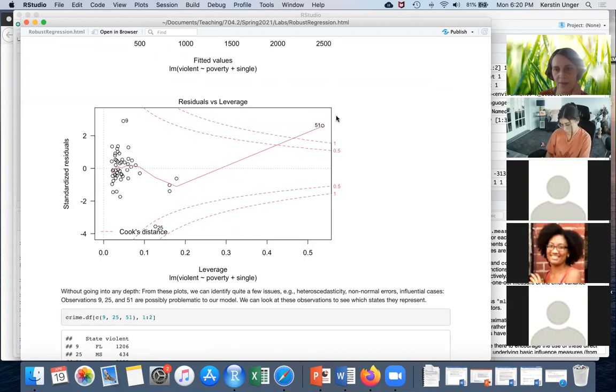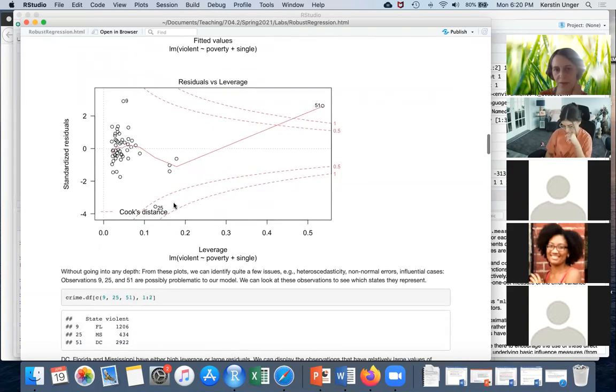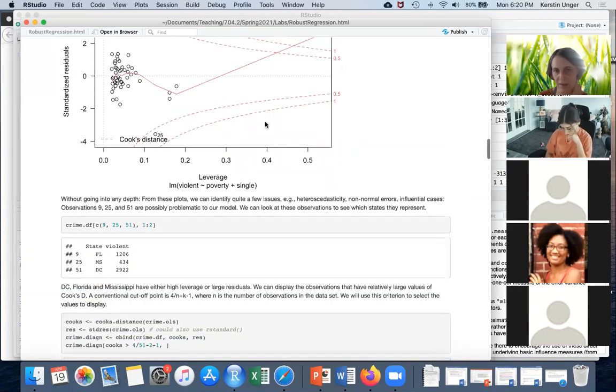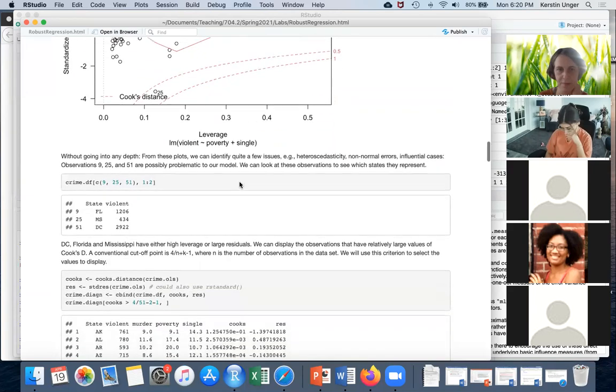You can see that 51 exceeds these boundaries here. As I said, we focus on the upper corner and the lower corner. And 25 is between 0.5 and 1, so it's also not great. 9 is okay, it doesn't have too much leverage despite having a relatively large residual. But 51 and 25 are clearly problematic here. Okay.